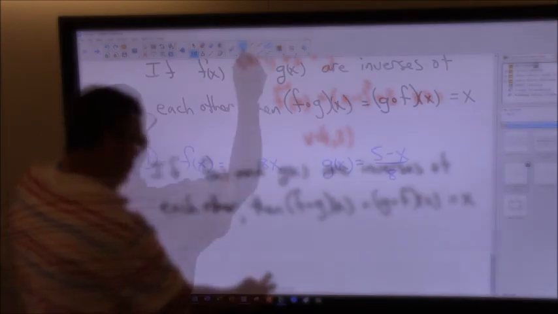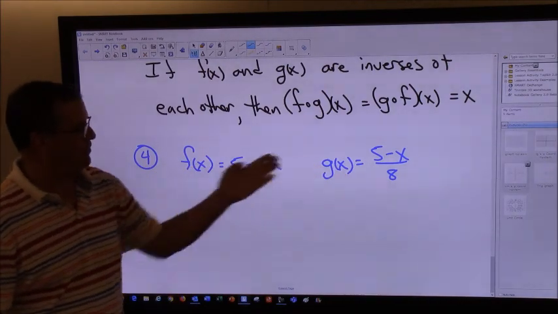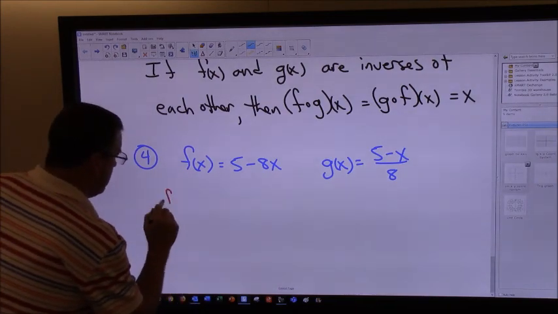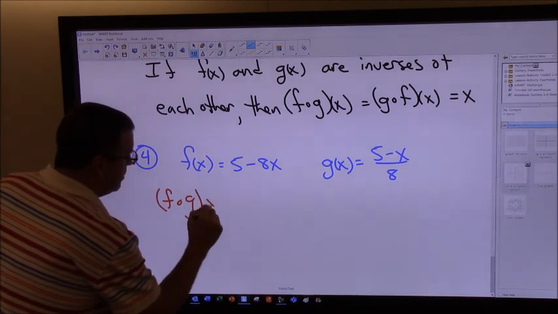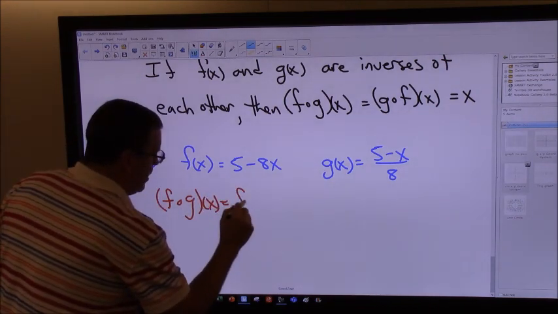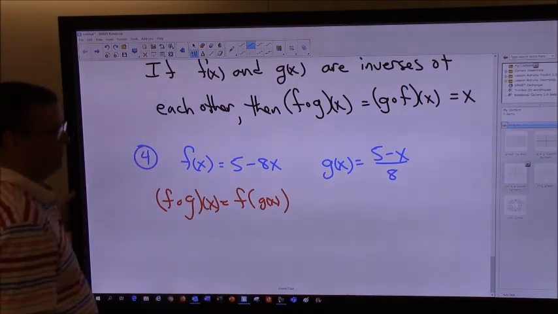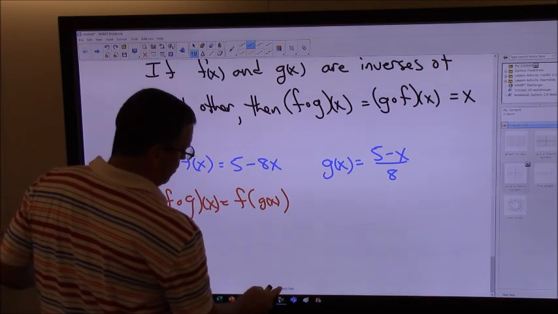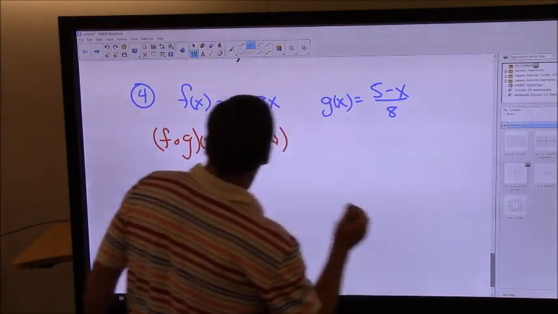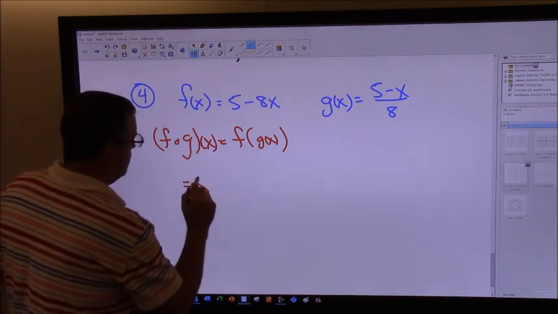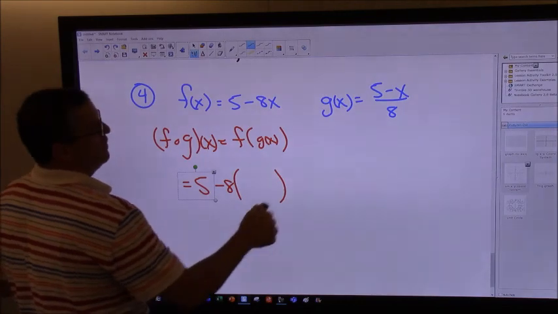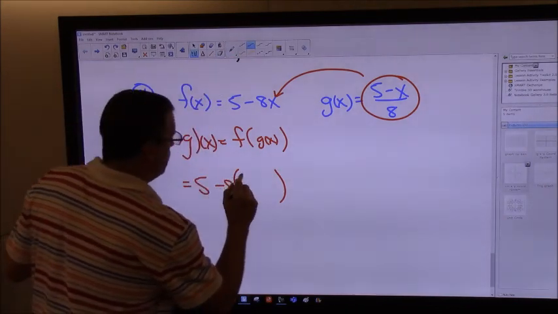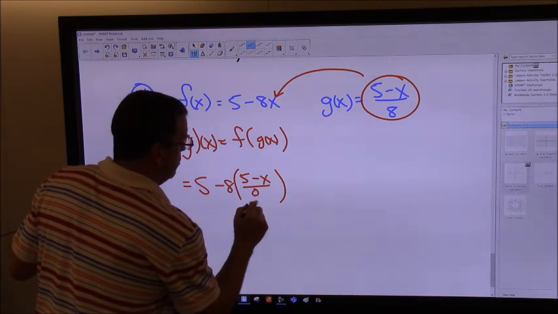Okay? So let's try an example here. We want to check and see, are these two functions inverses? To do that, I would start by saying f of g of x. Remember, that means we're going to take g and plug it into the function f. So I'm going to take this and plug it into here. And so if I do that, I've got 5 minus 8 times, I'm going to plug all of this stuff in place of x. And so I've got 5 minus 8 times x over 8.